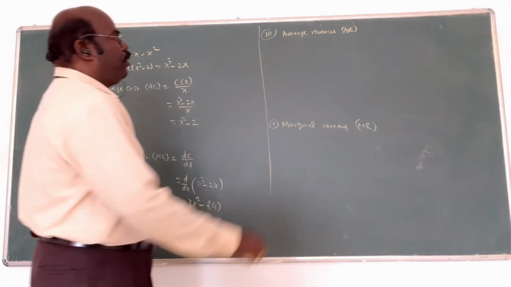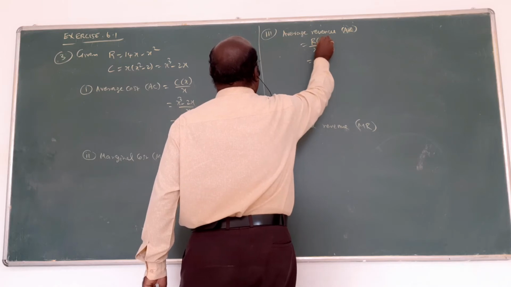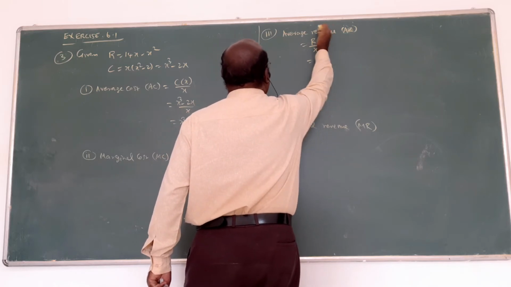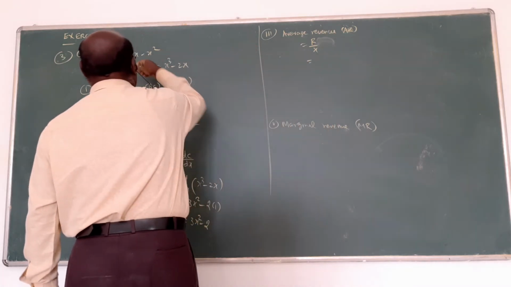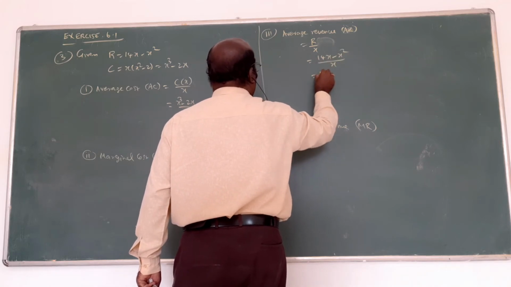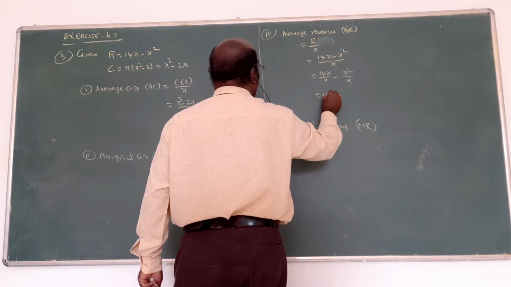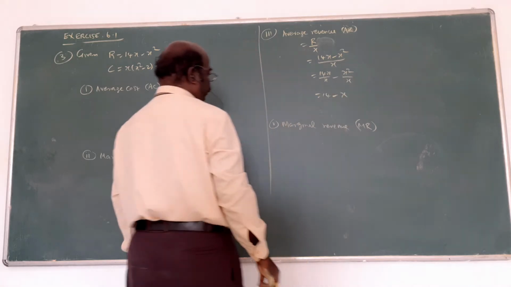Then average revenue, that means what? R by x is the formula, R of x by x. R is already given as 14x minus x square, divided by x. Now 14x by x, and x square by x, cancel. We get 14 minus x. Am I right?